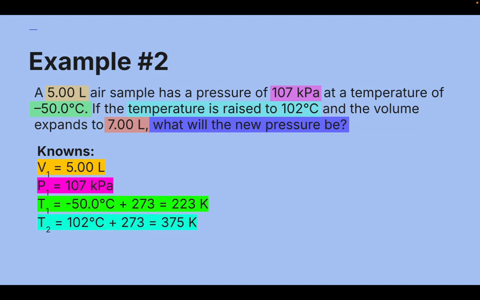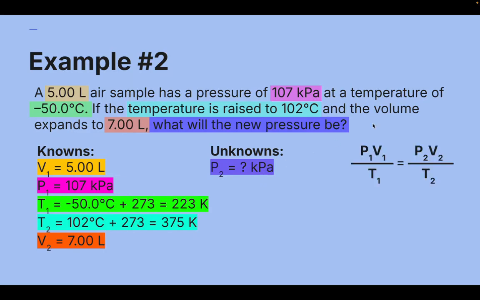My final temperature is 102 degrees Celsius, which I know needs to be converted into Kelvin, so I'm just going to convert it right away, again by adding 273. I know my final volume is 7 liters, and my unknown is going to be my final pressure, and it will be in kilopascals because the units need to be the same on both sides.